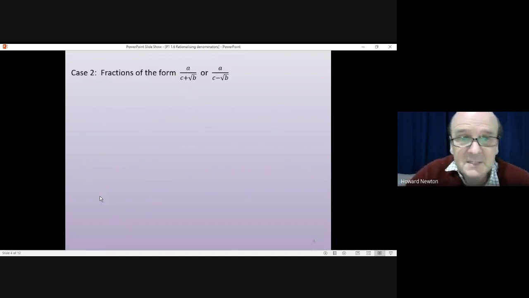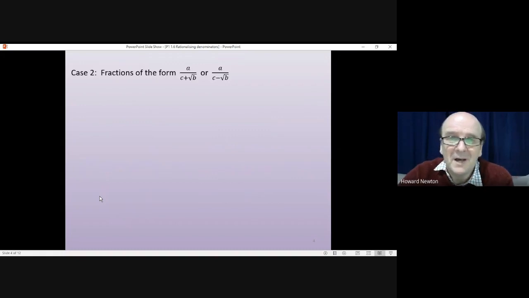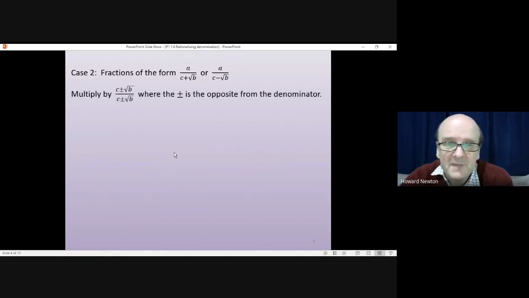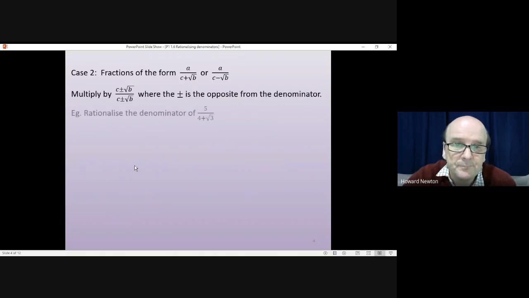The second case is if you have a fraction of the form, a number on the top, and then a number plus a square root or a number minus a square root on the bottom of the fraction. Now, if that's the case, you multiply by whatever you've got on the bottom, but swapping the sign. So if you had a plus on the bottom, you'd swap it to a minus. If you had a minus on the bottom, you'd swap it to a plus. I'll let you have a go again.